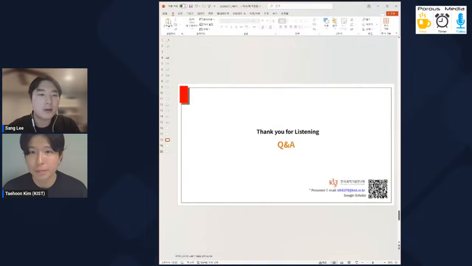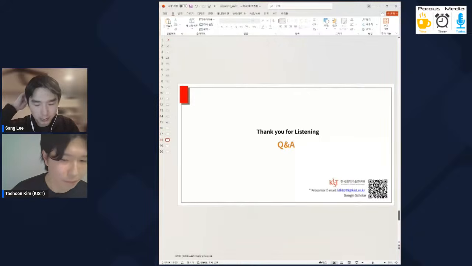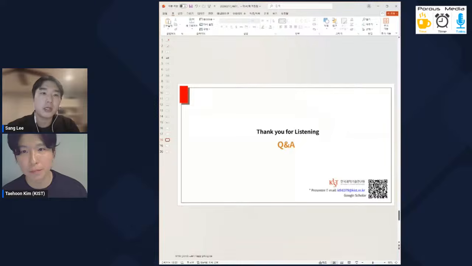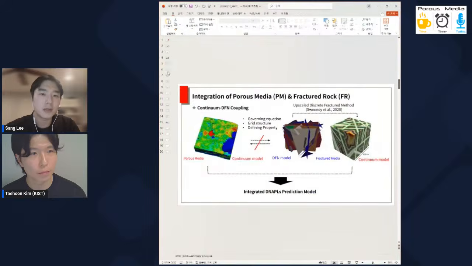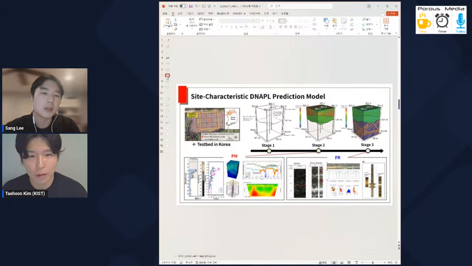If you're writing or thinking of a question, I have some questions for you, Taehoon. It may be a bit of a dumb question. I'm not an expert in this field, but I wasn't too sure whether you had modeled the DNAPL transport into the rock matrices. Can you comment on how significant DNAPL trapping in rock matrices and dead-end fractures is in your modeling or in real systems?